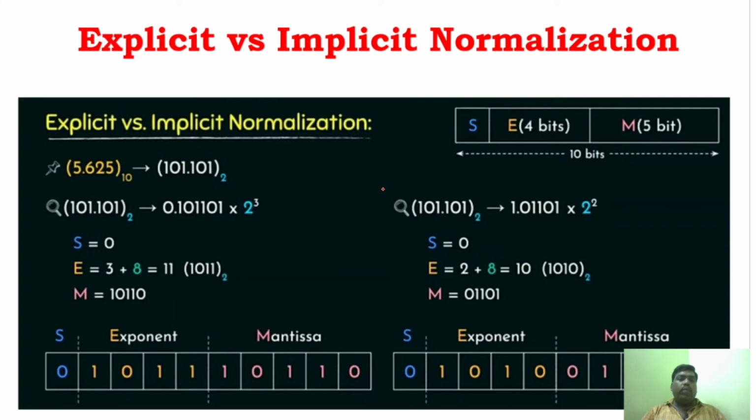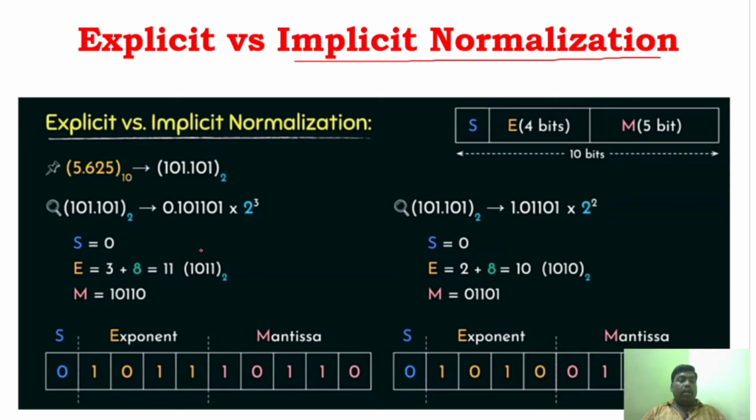Now we have seen what is explicit representation, what is implicit representation, and how it is helpful for floating point representation, right? Very importantly, in computers right now we use only implicit normalization, right? Why is implicit normalization used? I'll tell you the same. We already know the formula for it.